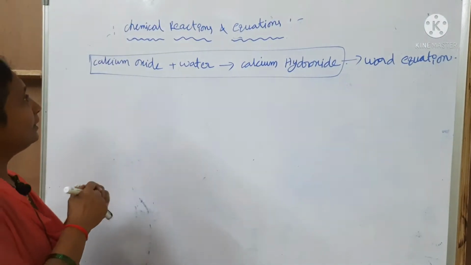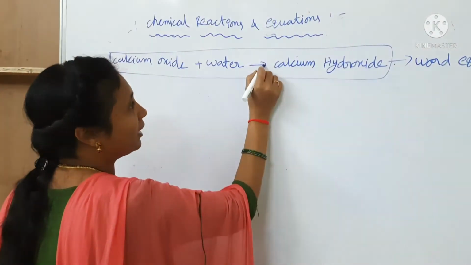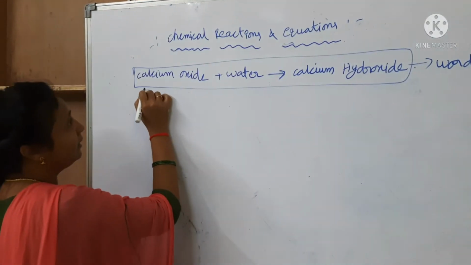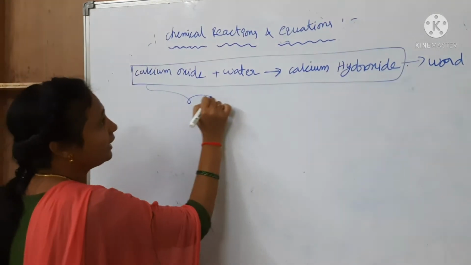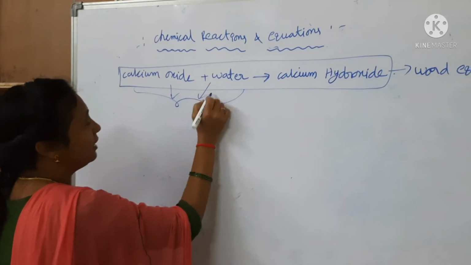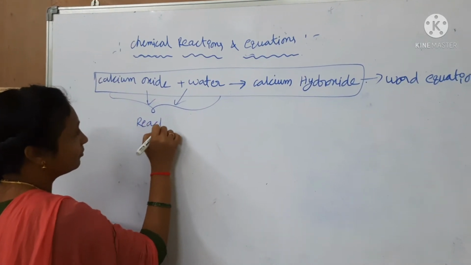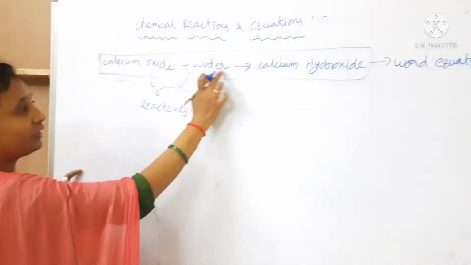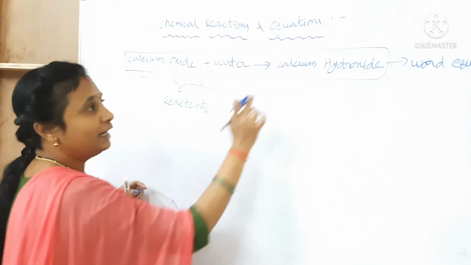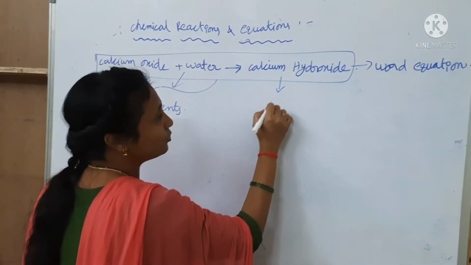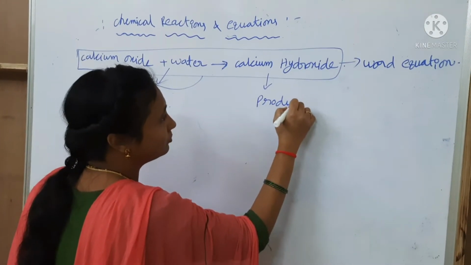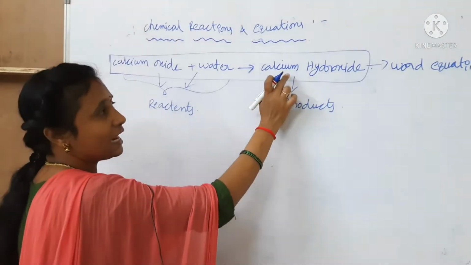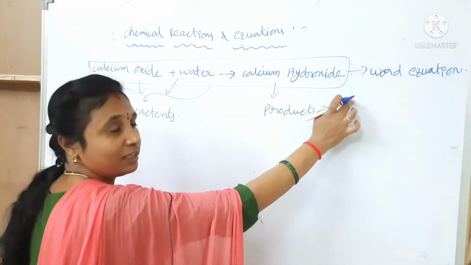Okay, here this is the arrow mark. The left side of the arrow mark, the calcium oxide and water, these both are known as the reactants. Next, the right side of the arrow mark is known as the products. This total, calcium oxide plus water gives calcium hydroxide, is known as the chemical equation.